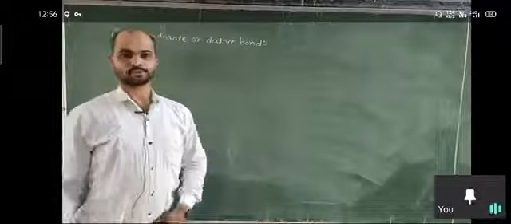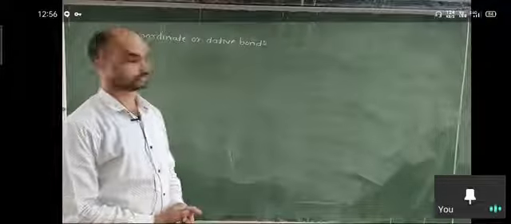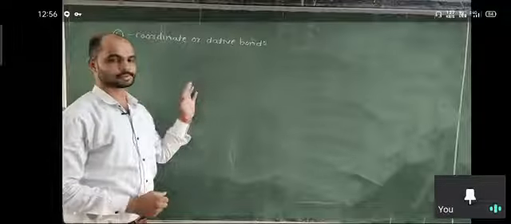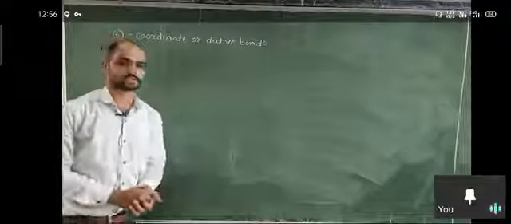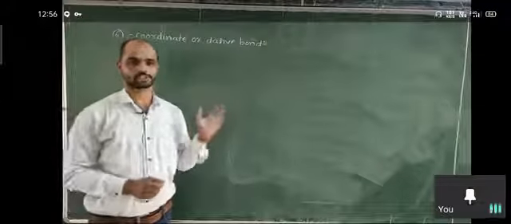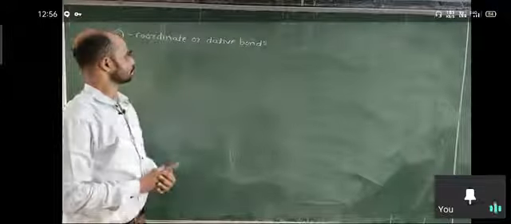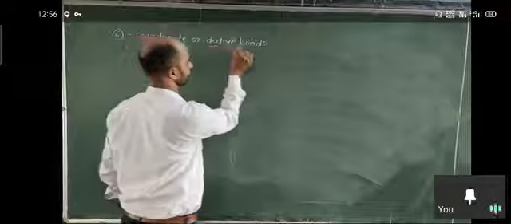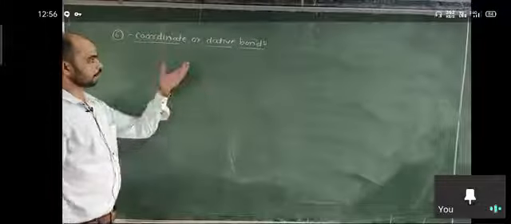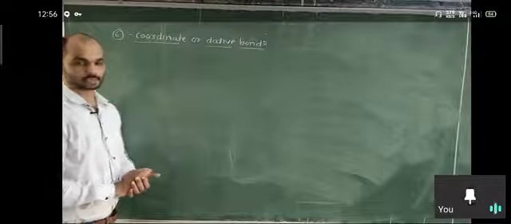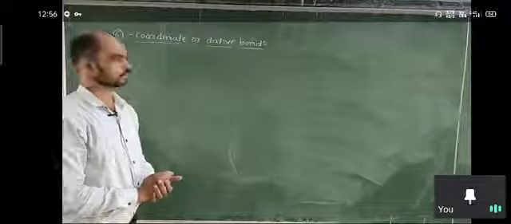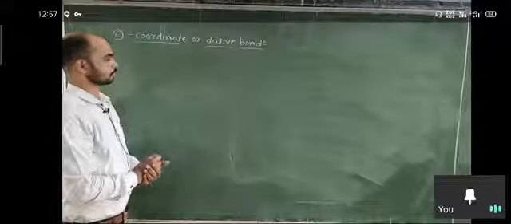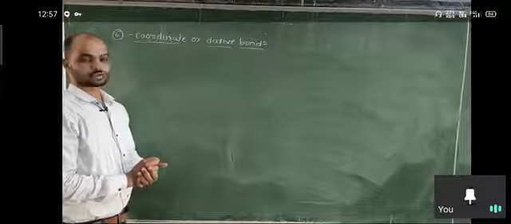Okay, good afternoon. Today we are going to start our next point, which is the coordinate or dative bond. We already discussed some important terms which are used in coordination chemistry. After that, the next term is coordinate or dative bond. You are familiar with a number of different types of bonds: covalent bond, ionic bond, metallic bond. Similarly, there is another special type of bond, the coordinate or dative bond.